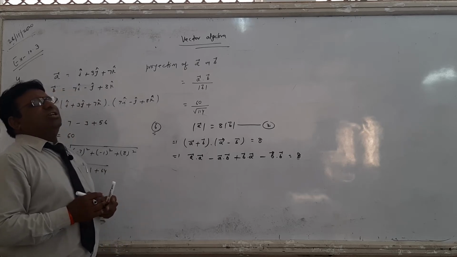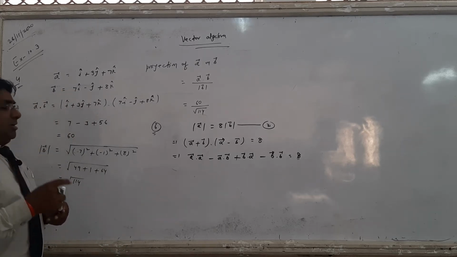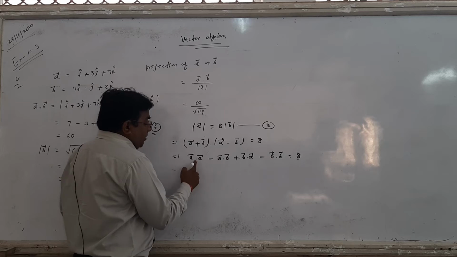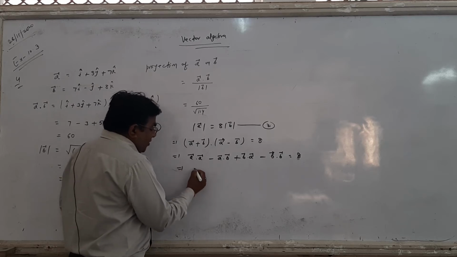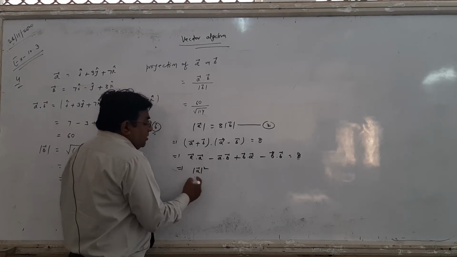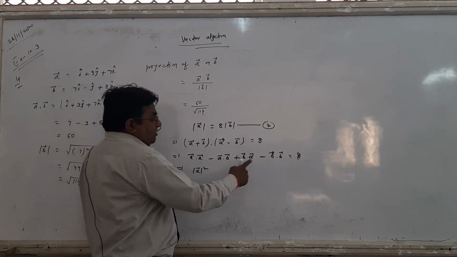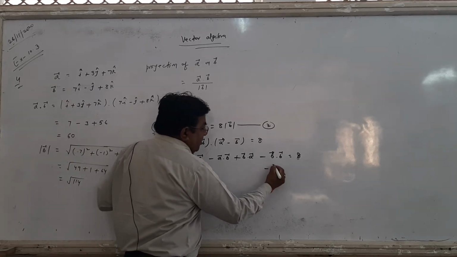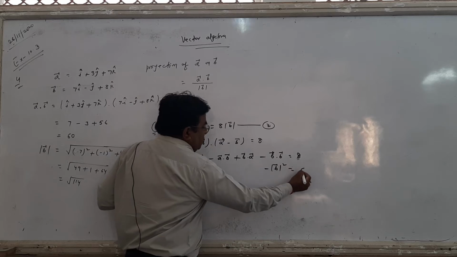And now look here, yesterday I discussed the values of I dot I, J dot J, K dot K, which are 1. But for the dot product of the same vector, A dot A is the magnitude of A square. This is a very, very important identity. B dot B is the magnitude of B square, equals 8 as it is.